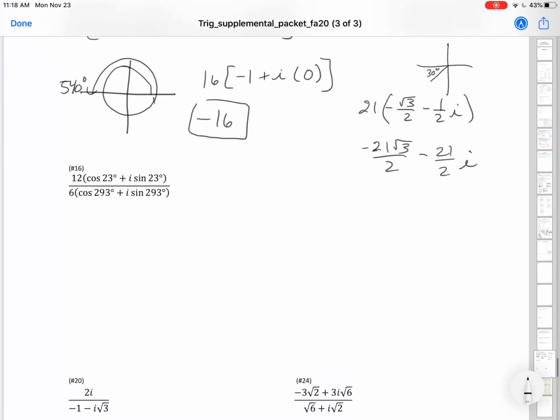Awesome. And how about number 16? We're going to do a division. 12 divided by 6, 2. Now, remember, it was a subtraction of the angles and the order matters. So 23 minus 293.